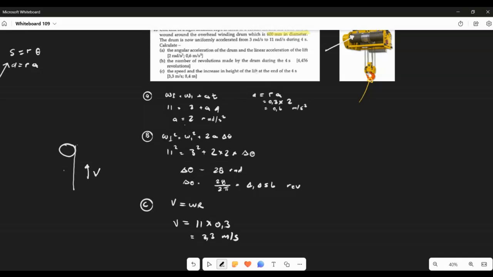And if you want to look at the increase in height, obviously it lifted it from one point to another. Let's assume it's this point here, going up till there. What formula do you think we should use now? What's the linear formula for the motion?